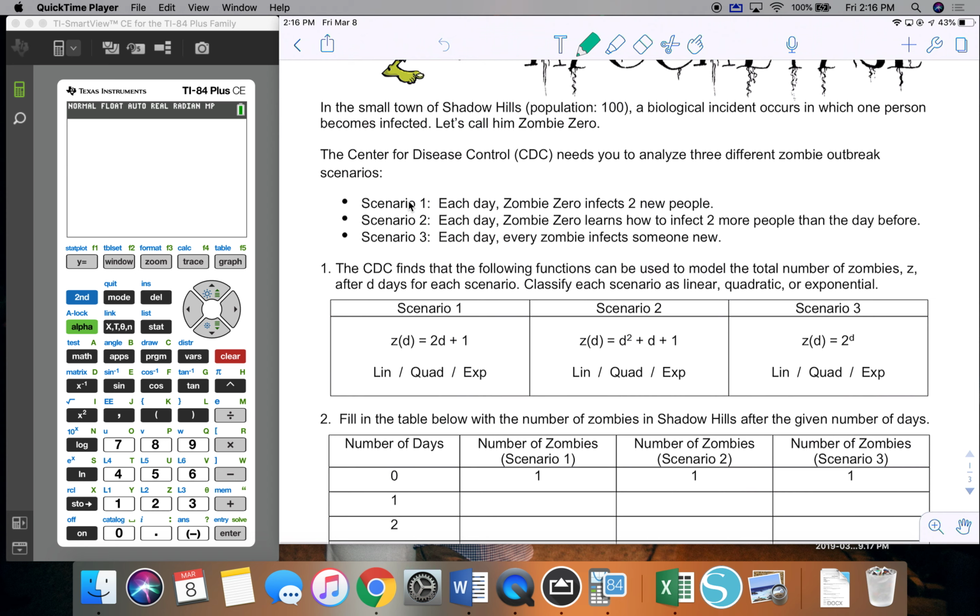Scenario 1: each day Zombie Zero infects 2 new people, and that is represented here. Scenario 2: Zombie Zero learns how to infect 2 more people than the day before, so that is shown here. And scenario 3: each day each zombie infects someone new, so that is shown here. So we have the functions here, and in step 1, they ask us to classify them as linear, quadratic, or exponential.